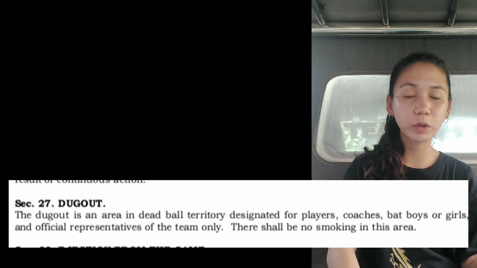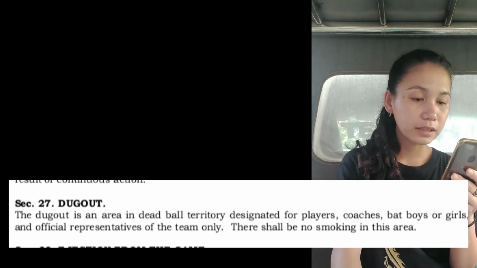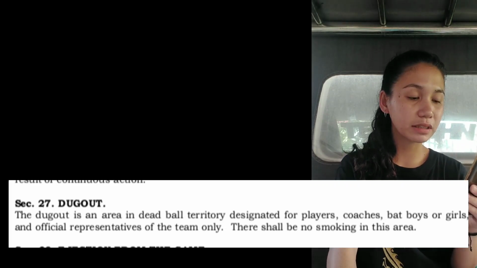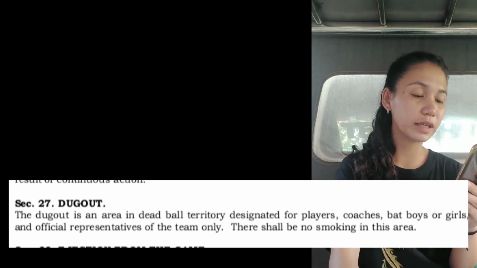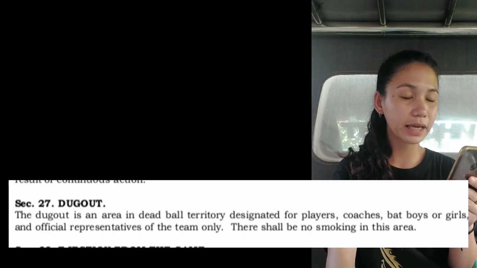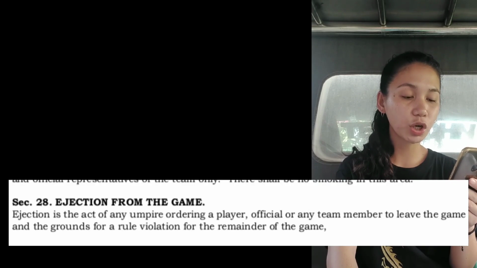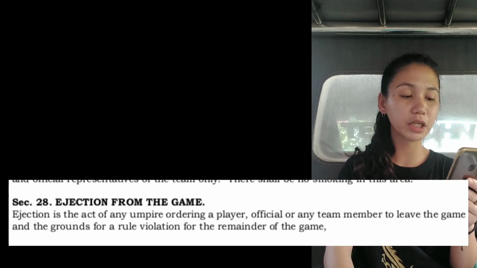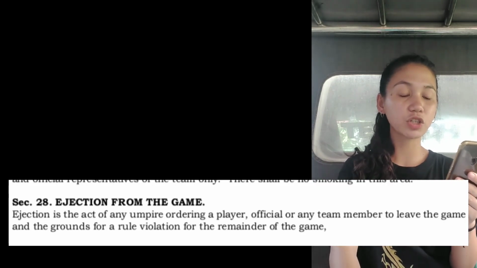So let's move on to Rule 1, Section 27. Section 27 is the dugout. The dugout is an area in dead ball territory designated for players, coaches, bat boys or girls, and official representatives of the team only. There shall be no smoking in this area. So that is Section 27. So Section 28, ejection from the game. Ejection is the act of any umpire ordering a player, official, or any team member to leave the game and the grounds for a rule violation for the remainder of the game. So that is Rule 1, Section 28, ejection from the game.